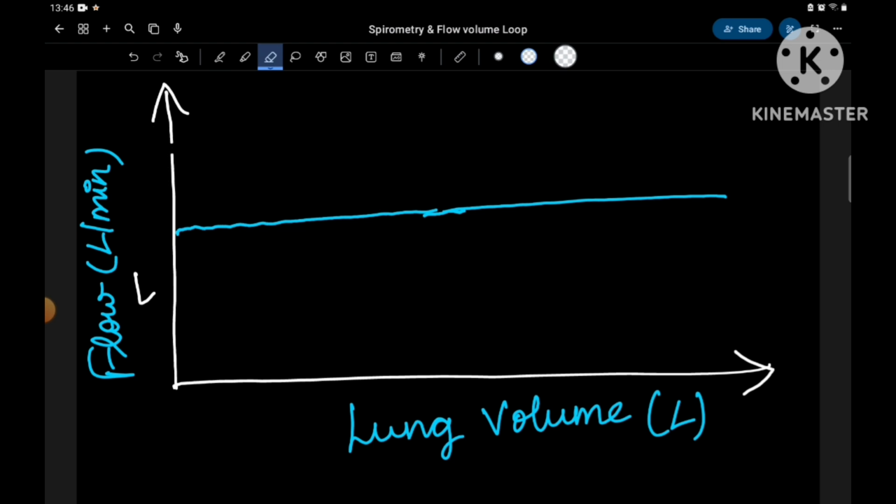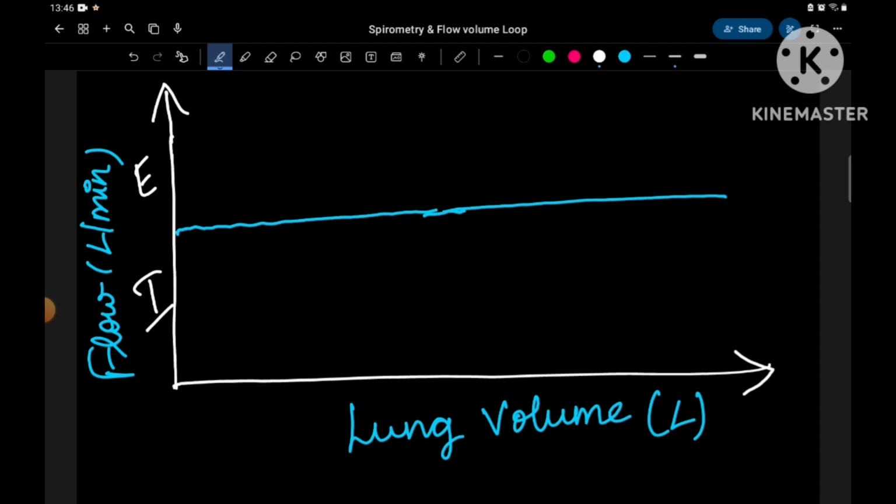Rather, see, it's just the opposite of what I wrote. See, it is expiration and inspiration. This confusion will come at every point of time, guys. You have to be really careful. See, the top one is expiration and the bottom one is inspiration.